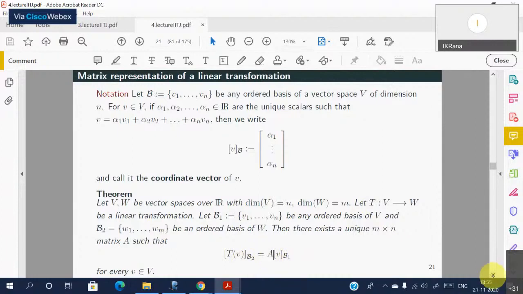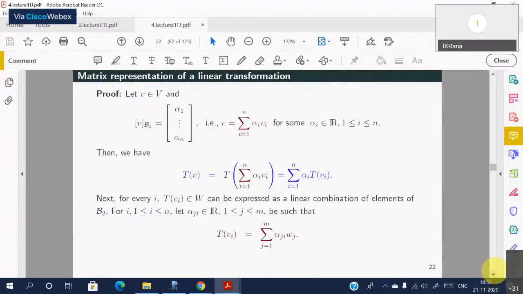So let us go into the logistics of that. The basic idea is, v is a vector, so it has the coordinates alpha 1, alpha 2, ..., alpha n with respect to B1. What does that mean? That means v is equal to the sum of alpha i vi, the unique linear combination. Apply T to it, T being linear, I can write T of v is equal to the sum of alpha i T of vi. And where is T of vi? T of vi is in W, right?